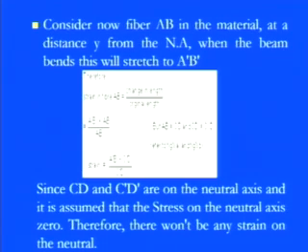So since CD and C dash D dash, as I told you, are on the neutral axis, and it is assumed that the stress on the neutral axis is always zero, and since there is no stress component on that particular part, there is no strain and no deformation there. Therefore they won't have any strain component on the neutral axis, so we cannot measure anything. Whatever the points are before and after the bending moment, they have equal distances on the neutral axis.